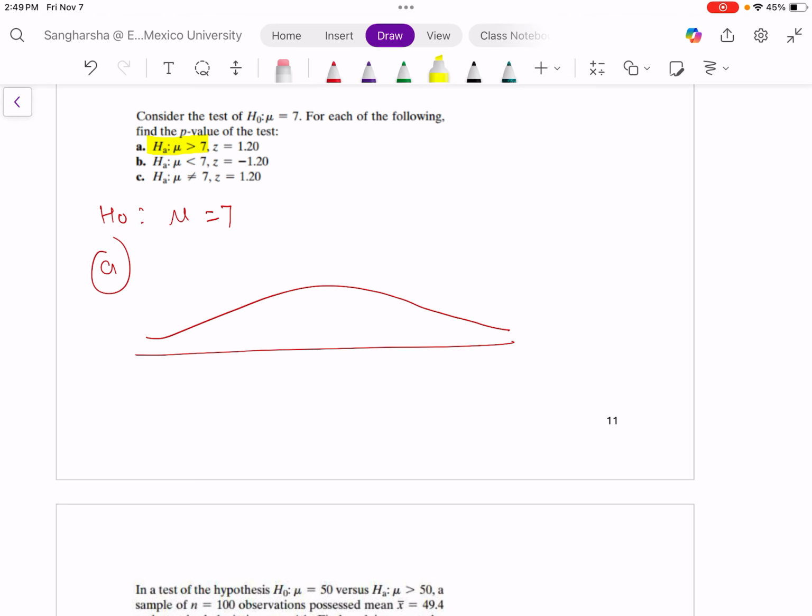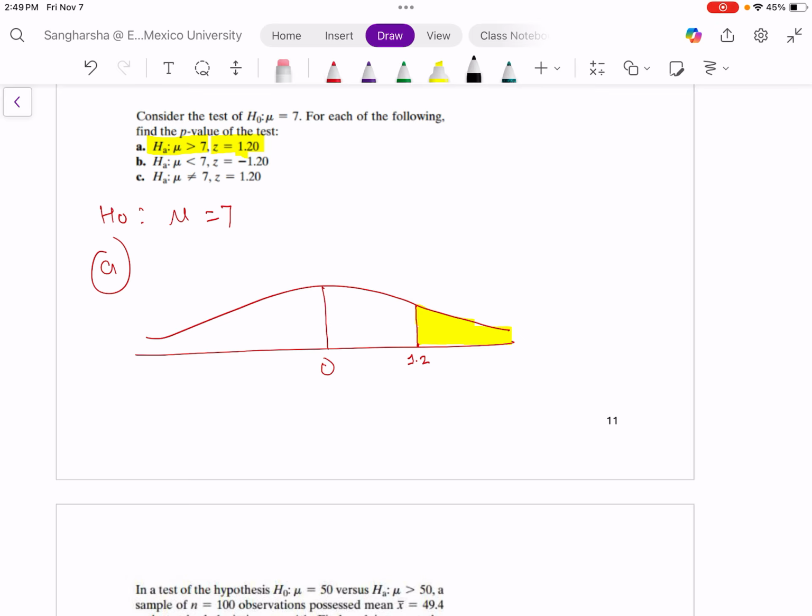We want to find the p-value when our z is 1.20. So let's say 1.2 is here. Since this is the upper one tail test, the p-value will be the area on the right of this 1.2. So this area is the p-value. We know this is 0.